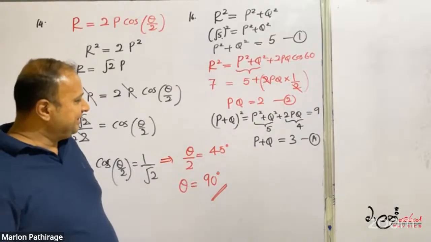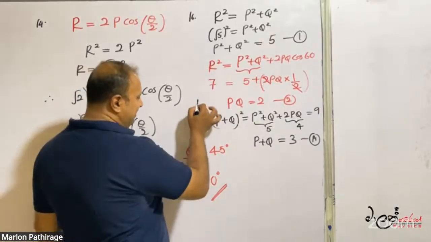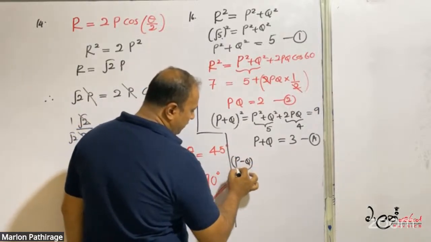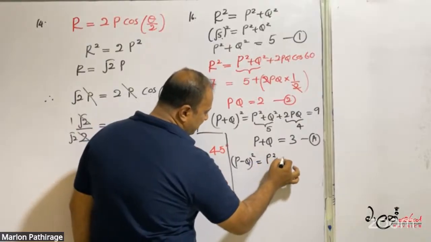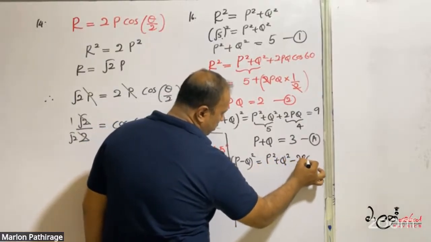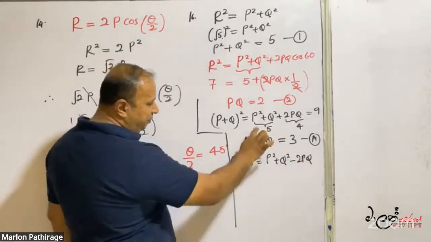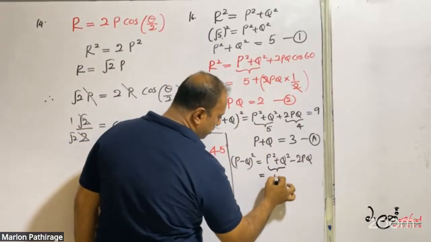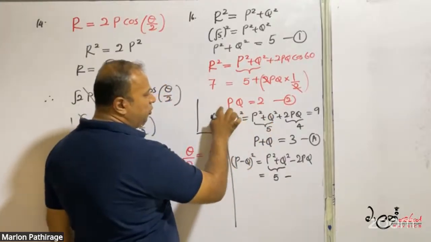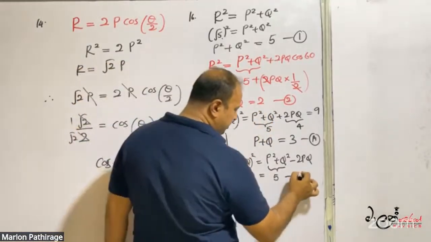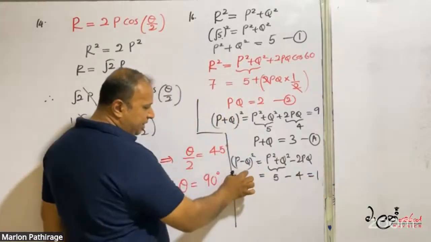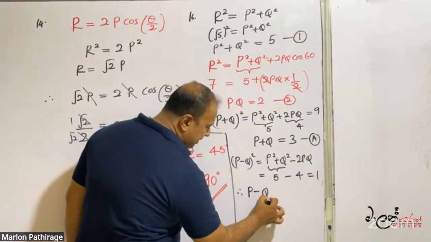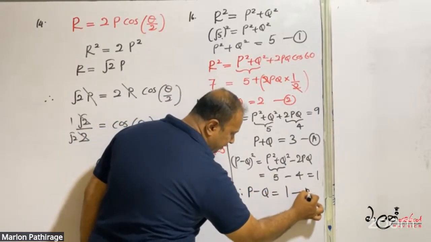And then again we can consider P minus Q. P minus Q squared is equal to P squared plus Q squared minus 2PQ. Again, P squared plus Q squared means 5. 2PQ is 4. 5 minus 4 means 1. P minus Q squared is equal to 1. That means P minus Q should be 1.